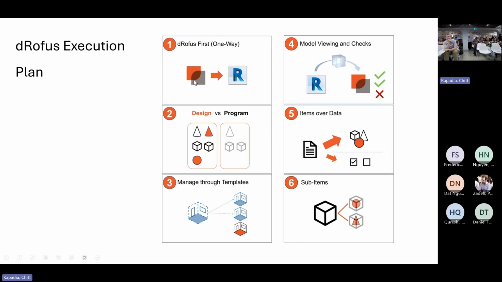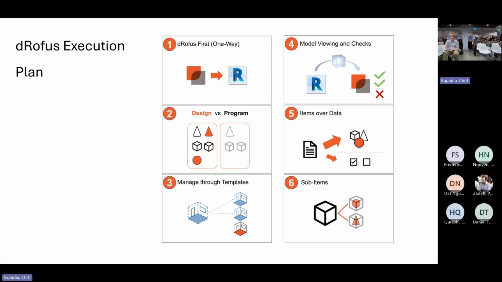All right. So for the Rufus execution plan, we have an overarching principle of how we're going to use the Rufus. Basically, it's divided into 6 major categories. The first one is Rufus first, which is a one-way street. Make sure that the Rufus is your source of truth. But full transparency, there are still some items we do push from Revit to the Rufus. So it's not a perfect system, but we try to adhere to make sure there's only one source of truth.